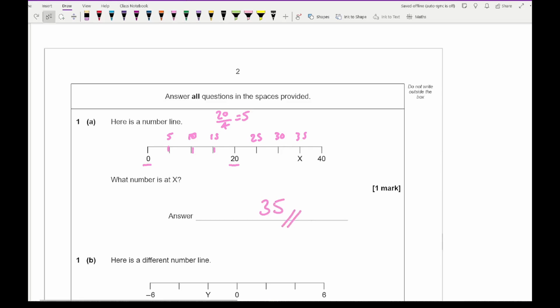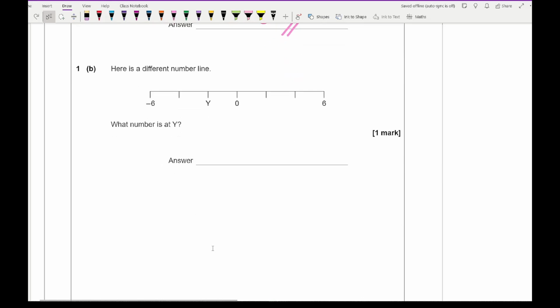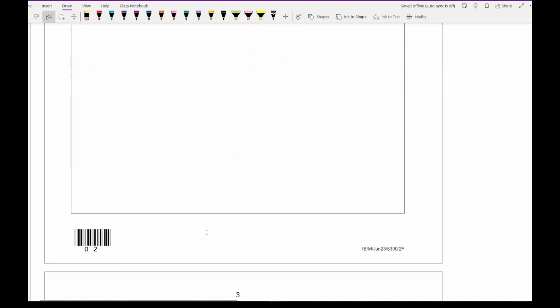Then for 1b, it says here is a different number line. What is the number at y? So again, if we apply the same rule, here we've got 1, 2, 3. So we've got 6 divided by 3, which is 2. That means it's going up in 2. So here we've got minus 4, minus 2. So y is at minus 2.